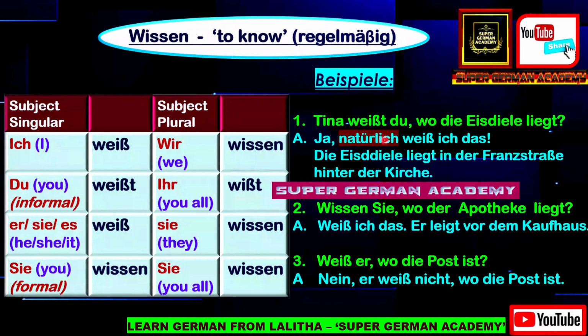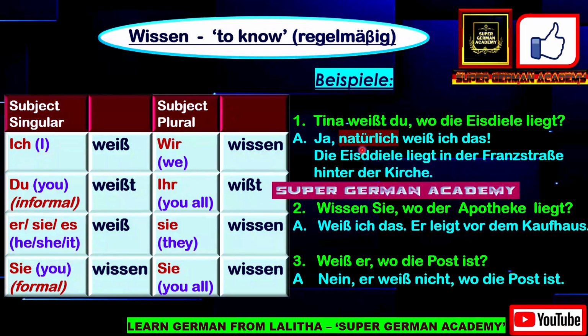First one, Tina, weißt du, wo die Eisdiele liegt? So here the subject is Tina, but you are asking, do you know. So do you know, the du conjugation is weißt. So Tina, weißt du means Tina, do you know wo die Eisdiele liegt, where the ice cream parlor is located.